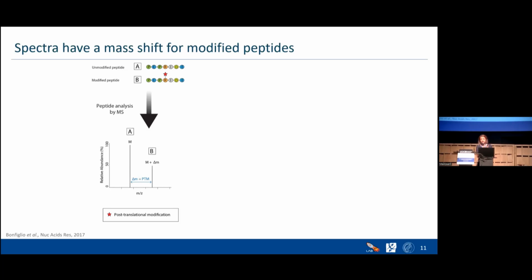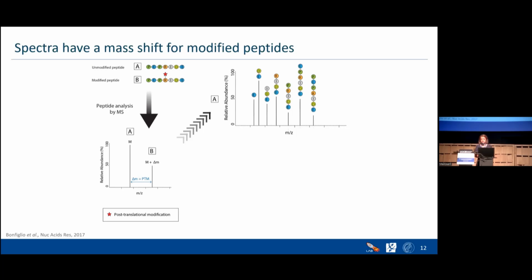On this MS1, we have the peptide masses. The difference between peptide mass A and B corresponds to the mass of the modification. But at the MS1 level, we have the information about the complete peptide mass, but we don't know the identification. What is the peptide sequence? To find out the peptide sequences, we do the MS/MS.